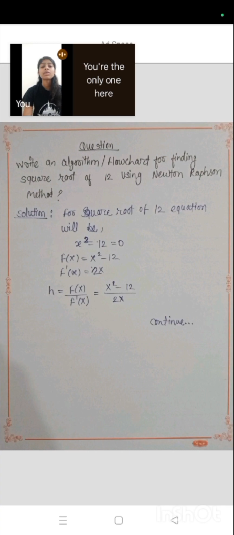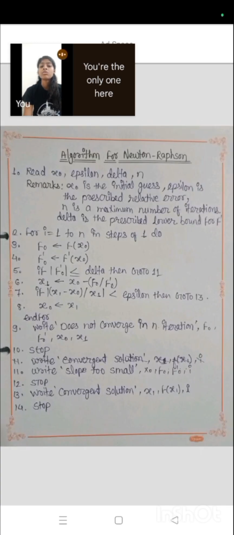So we write an algorithm for finding the square root of 12 using the Newton-Raphson method. Here we write read x0, epsilon, delta and n. Here x0 is the initial guess value, epsilon is a prescribed relative error, n is the maximum number of iterations, and delta is a prescribed lower bound of f dash.